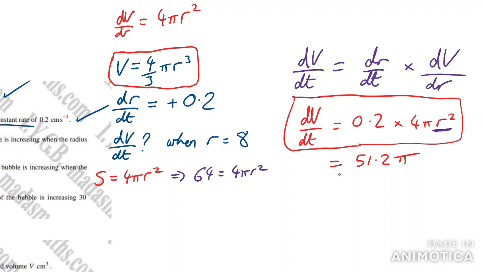Well, in fact, that gives us 4πr². So we can immediately sub it in and say that dV/dt at that time is just equal to 0.2 times 64, which is going to give us what, 12.8. Okay.